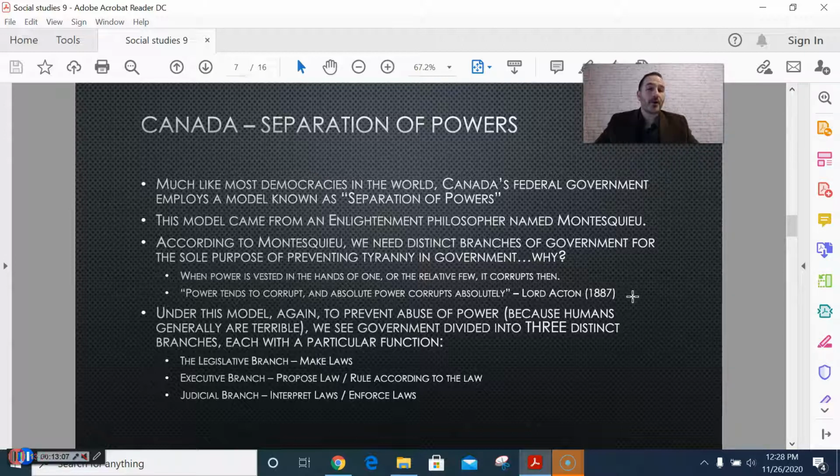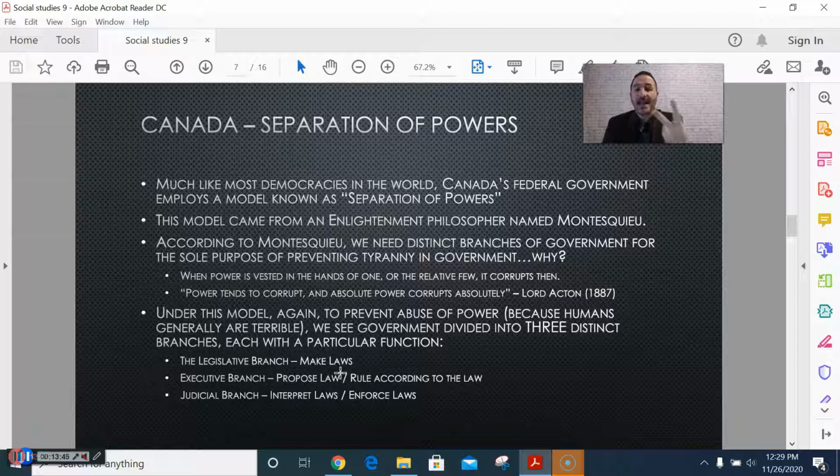Now, according to this model, what are the branches that make up this idea of separation of powers? Well, there's three of them, okay? There's the legislative branch, and you should know what the job of the legislative branch is. To legislate means to make laws. So the legislative branch makes laws. And guys, law is this idea, sometimes called the social contract, that we, the people as a whole in a democracy, agree upon.